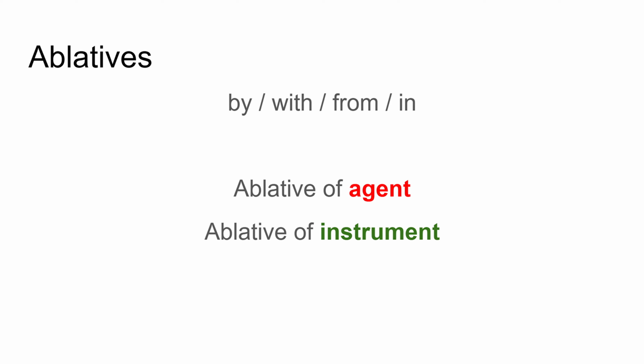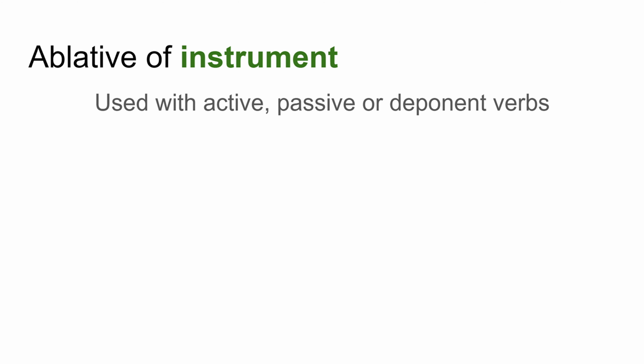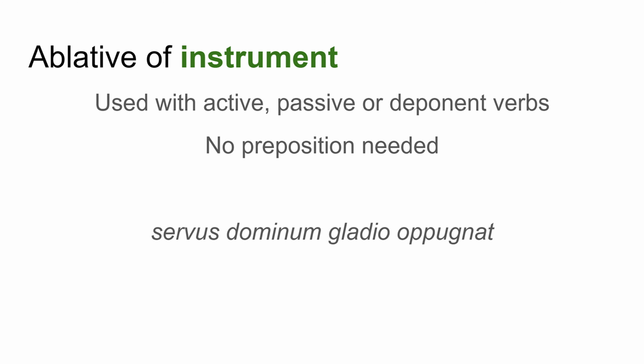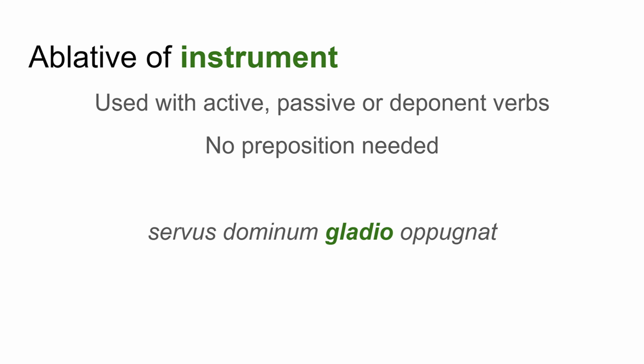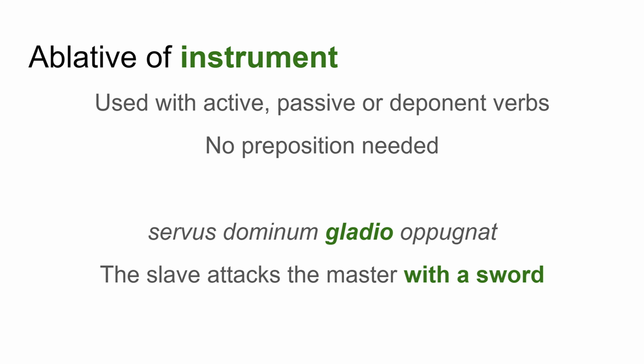Now we're going to talk about instrument. It's used with active, passive, or deponent verbs. It really doesn't matter what type of verb you have. You could have an ablative of instrument. You don't need a preposition. In this case, the preposition is included within the ablative itself. So for example, servus dominum gladio oppugnat. Gladio is my ablative of instrument. I don't have a preposition before it. The slave attacks the master with a sword.